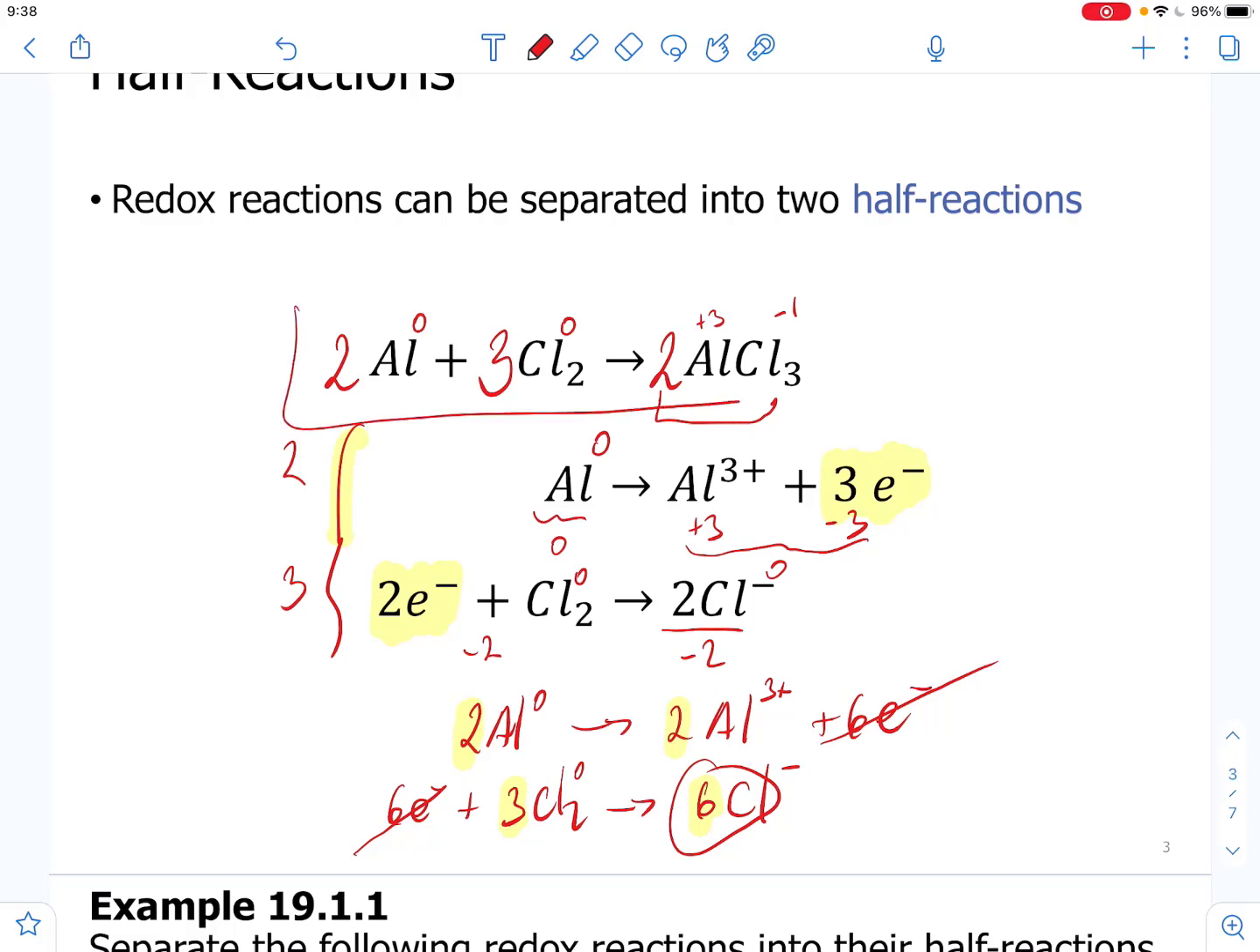So this is actually the preferred method to balance redox reactions. I mean, this is a reaction that you can easily do by inspection without going through the problem of determining the number of electrons being transferred. But more complex redox reactions will require you to separate it into half reactions. Fortunately, this semester we are not covering how to balance redox reactions. I'm just showing you how it's done.